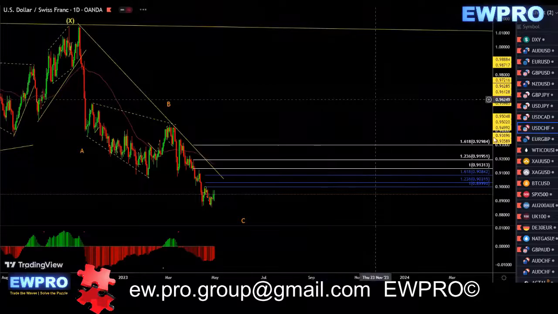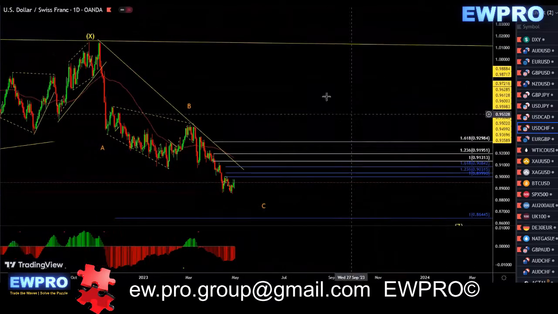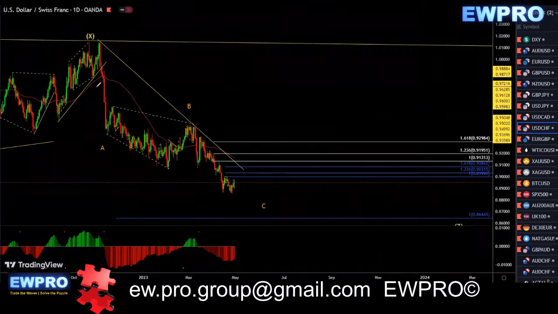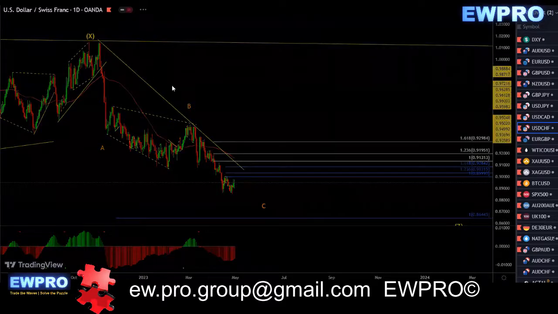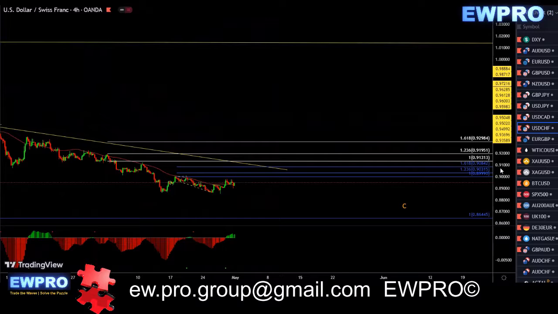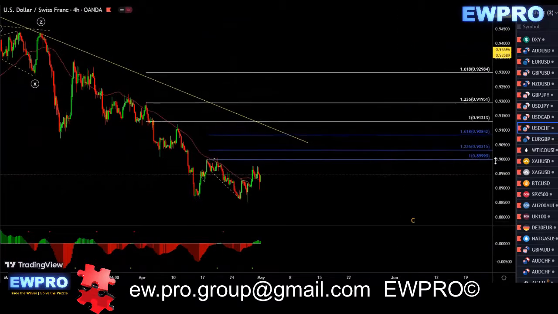The Swissy on the daily. So we're looking at that A, B, C. It still hasn't got down around that 100 pip. We're getting all this bullish divergence. So just mainly concentrating on buys. Not really interested in sells at this low.